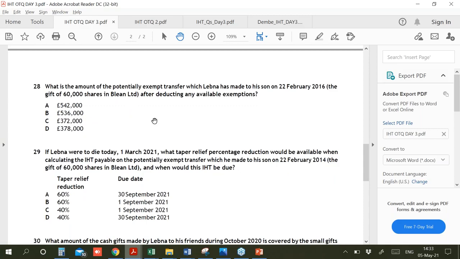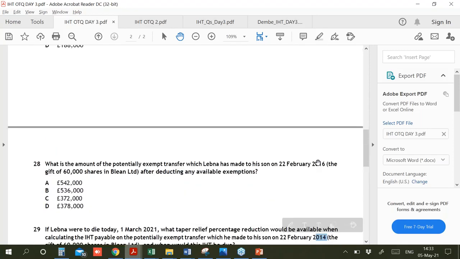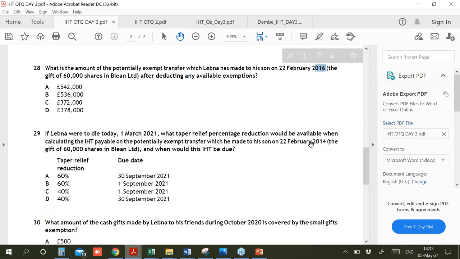Now, if Lebda were to die on 1st March 2021, what taper relief reduction would be available when calculating IHT payable on the potentially exempt transfer he made to his son on 22nd February 2016? This is a misprint. It is 2016, as you have seen above as well, that she had made the transfer in 2016. So do count from 2016 onwards for the taper relief.